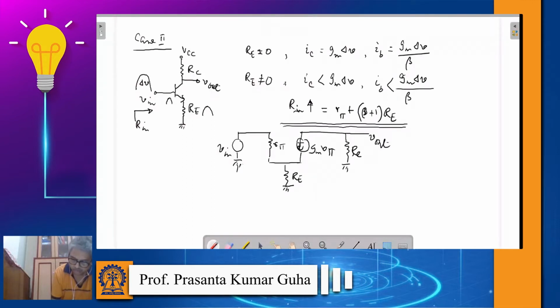Okay, that is the output; that resistance comes because of the early effect. I am not considering that for the time being, and you can calculate the gain in the same fashion. So V out over RC is equal to gm V pi, with a minus sign.